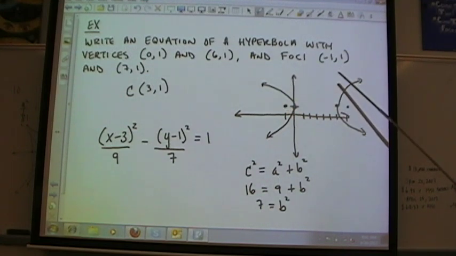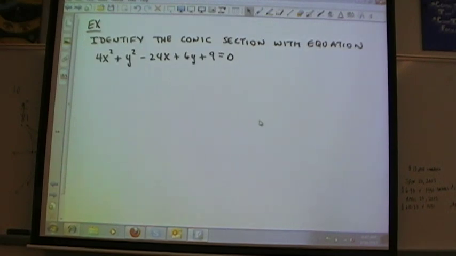It helps you see things a lot better. Find the distance from the center to the vertex and the center to the foci. All right, one more example. And this one, you probably could look at it and tell what the answer is, but I'm going to show you how to confirm it.